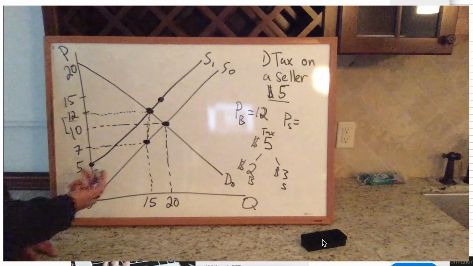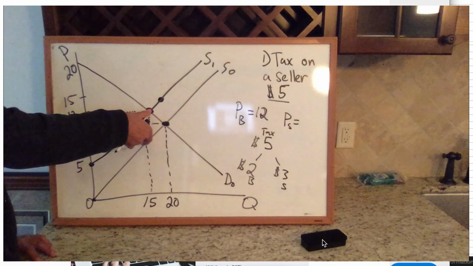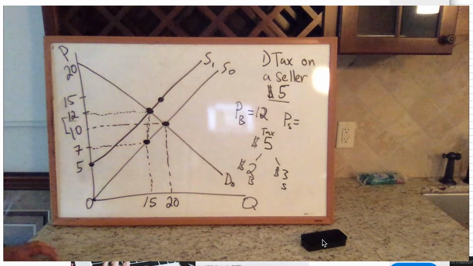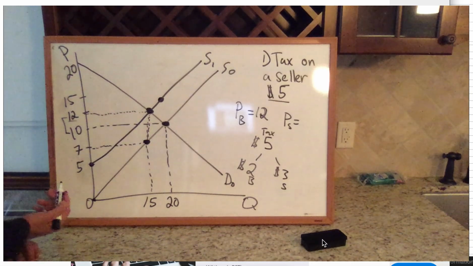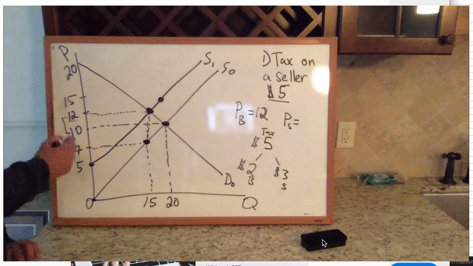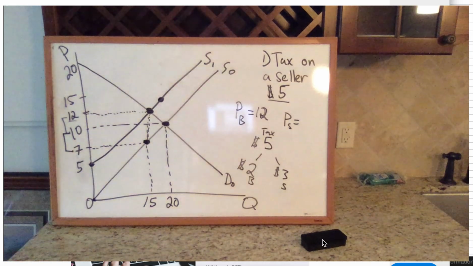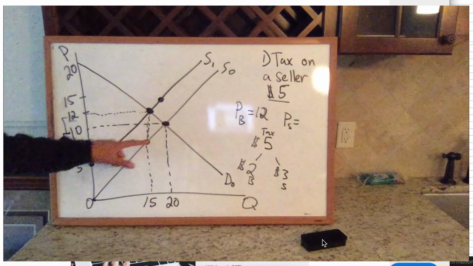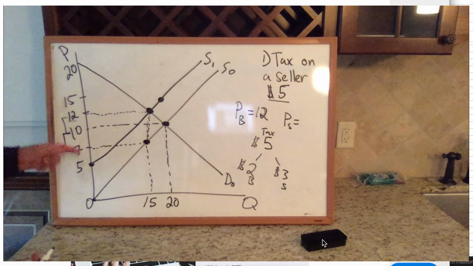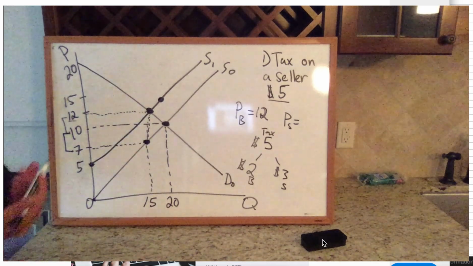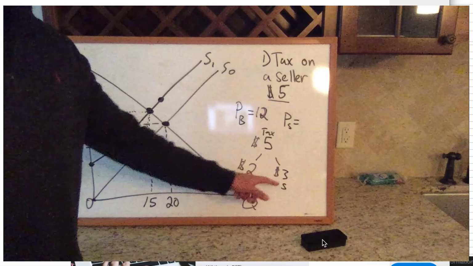Now, because of the tax that's been implemented, it creates this wedge. This is what we call the wedge. There's a gap right here. That is a wedge. Now, they were getting $10. Now, they're getting $7. So the difference between 10 and 7 is 3. The gap between our old equilibrium and the price the sellers receive now is 3. That's the difference. That's how much of the tax the seller is paying. The buyer pays 2, the seller pays 3.